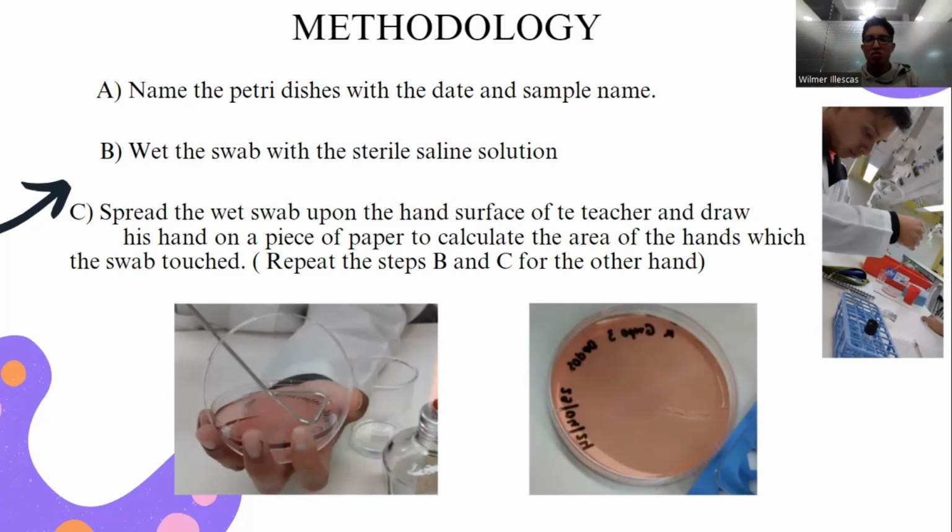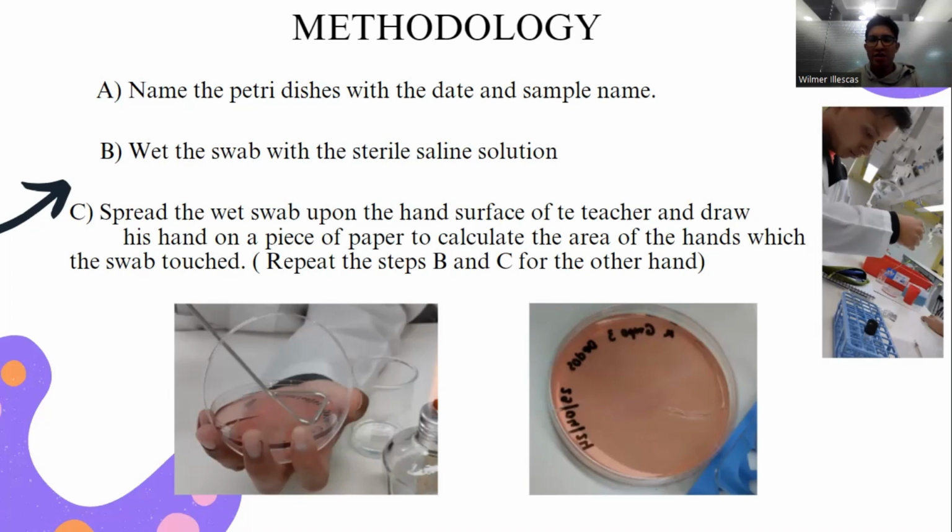Then the next step is to wet the swab with the sterile saline solution. It means that we have to put the swab into the solution, so that when we spread the swab upon our teacher's hand, we're going to be able to trap the microbes. Then we have the next step.